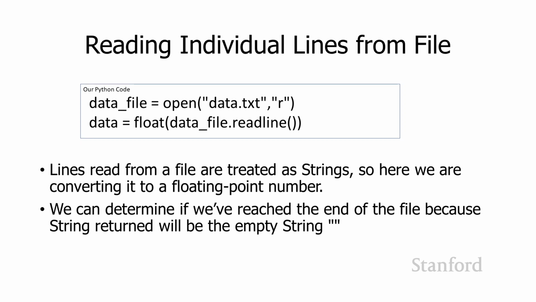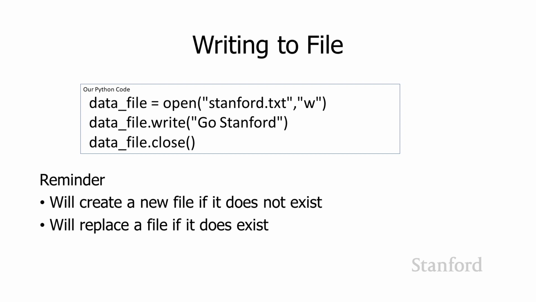So what about writing to a file? Writing to a file is pretty straightforward. We can go ahead and open the file for writing. We can say datafile.write, or whatever the name of your variable is that's storing a reference to the file, .write, and then whatever the string you want to write to it is. And again, you should close it when you're done.